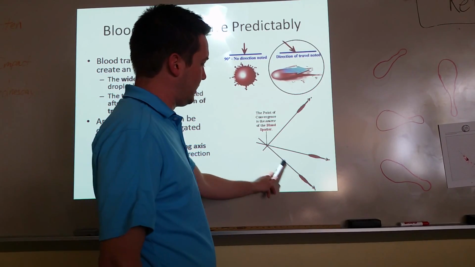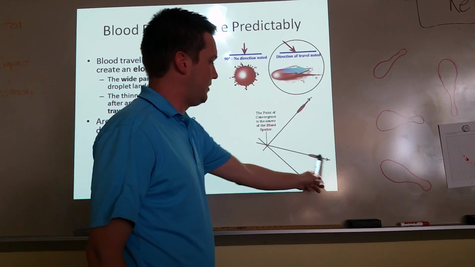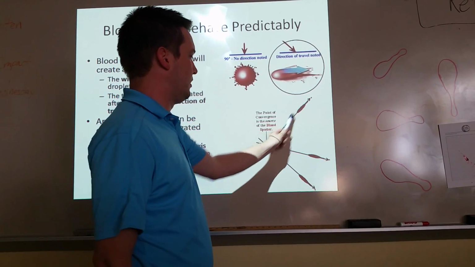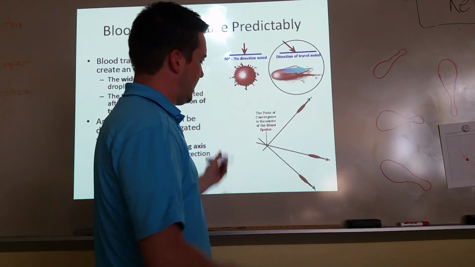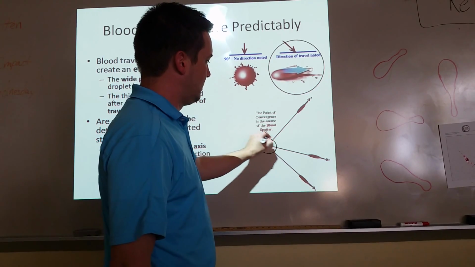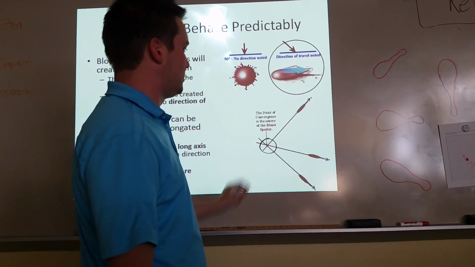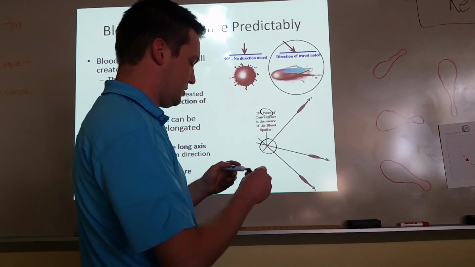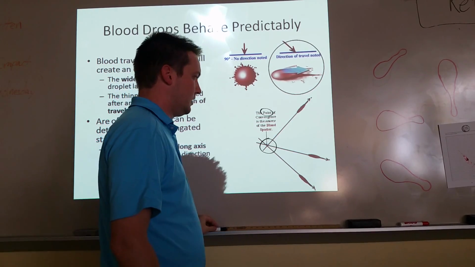We had one droplet, they have a line that comes up here, another that goes there, and a third that comes down here. And where those lines intersect is called the area of convergence, and sometimes you will see it referred to as the point of convergence.